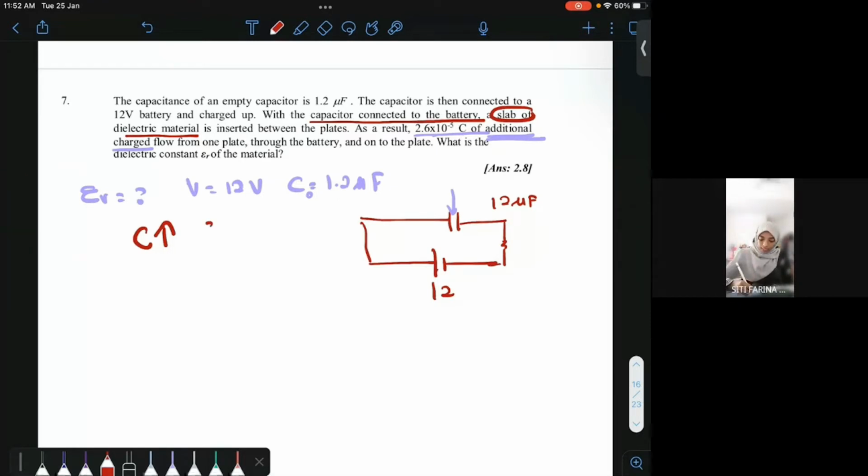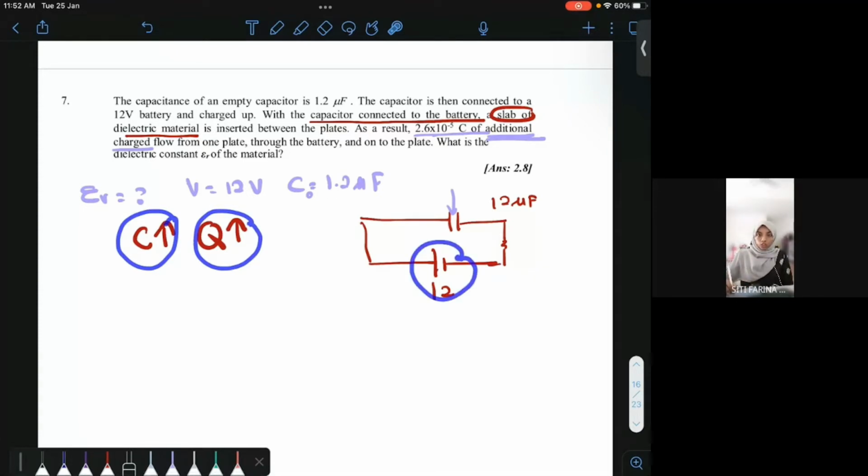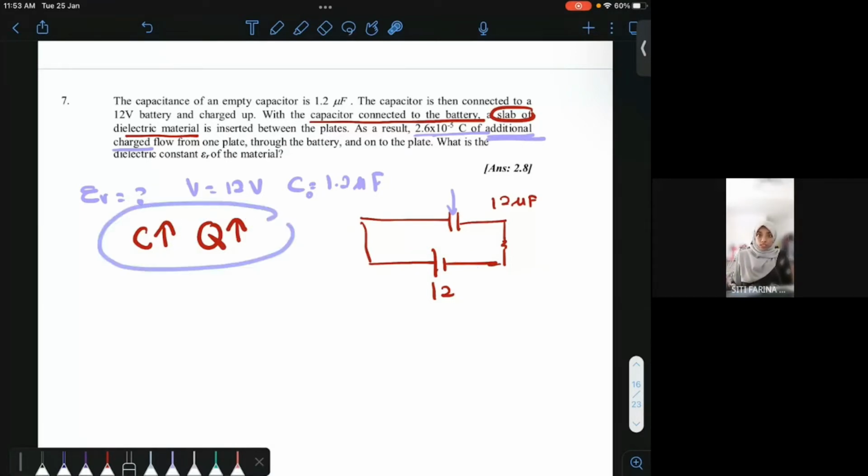the capacitance can keep sebab it is still connected to the battery. Dengan dia masih connected to the battery, so charge kita store akan bertambah. Okay, C increase, Q akan bertambah. Ingat balik analogi, botol air berubah, air yang kita boleh simpan pun akan berubah sebab pipe masih terbuka. You did not close the pipe. Okay. So your C is going to increase, Q also increase. And dia cakap dalam soalan 2.6 exponent negative 5 of additional.